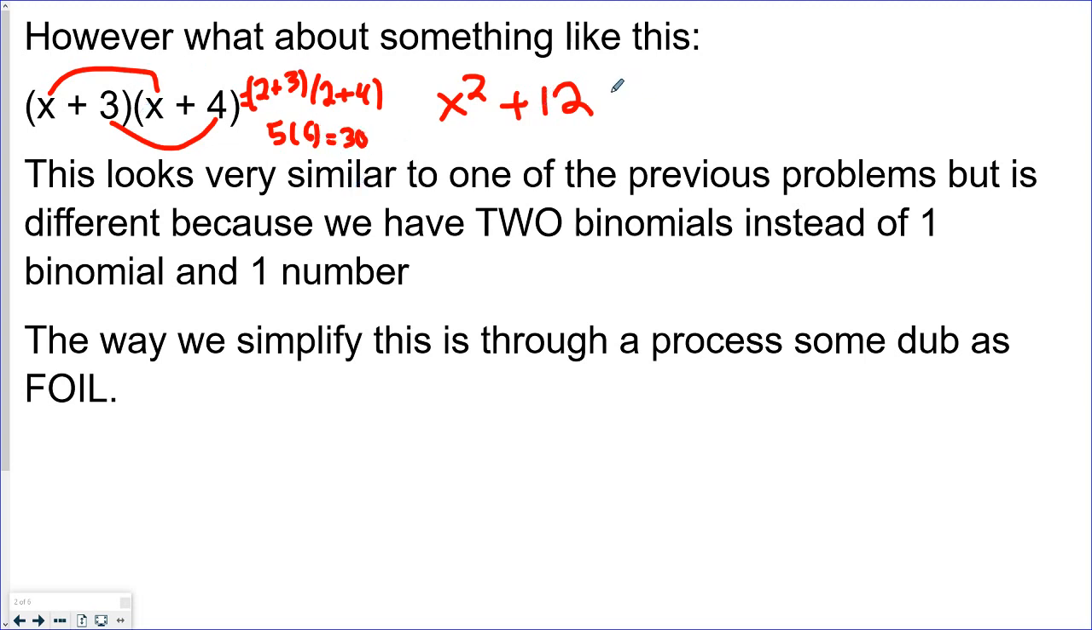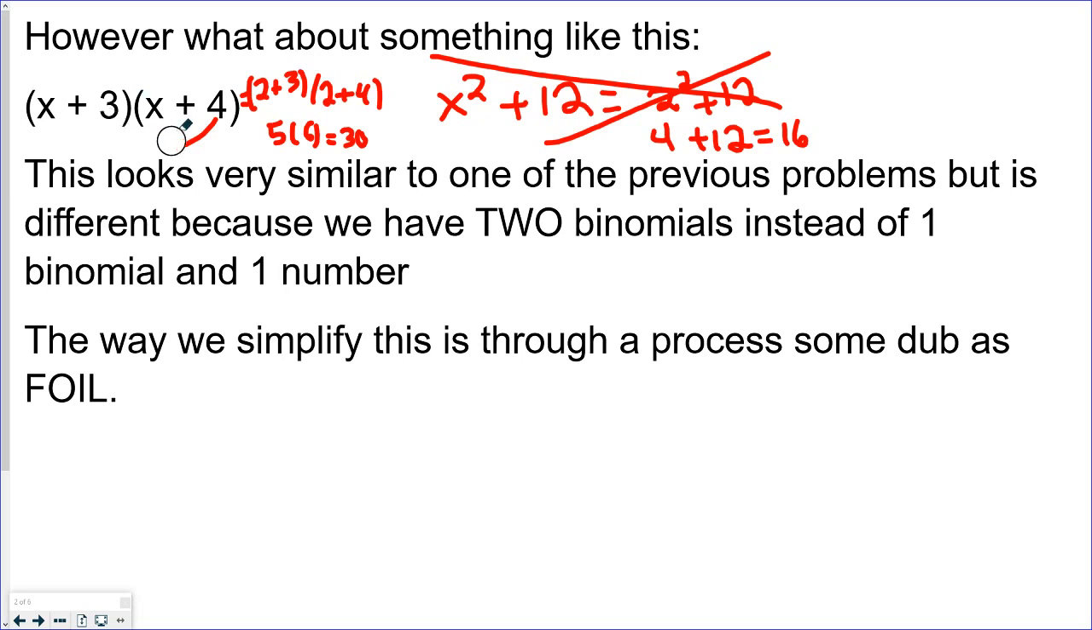So let's see if I get 30 over here. If I plug in a 2, I have 2 squared plus 12. 2 squared is 4, plus 12, which is 16. Well, that's definitely not 30. It's about half of 30 almost. So this actually does not work. This method of just multiplying the x's and multiplying the numbers does not work here because I do not get the same answer as I had originally. Because simplifying should just change the look, not change the end value.